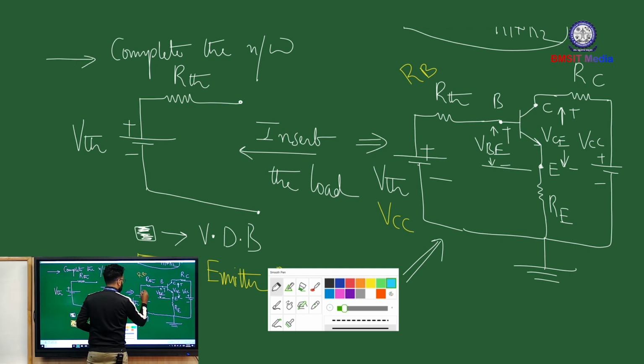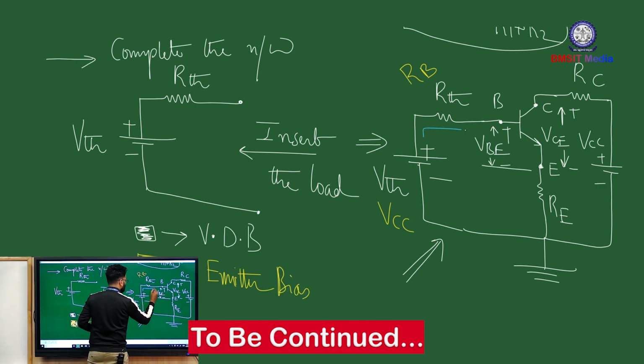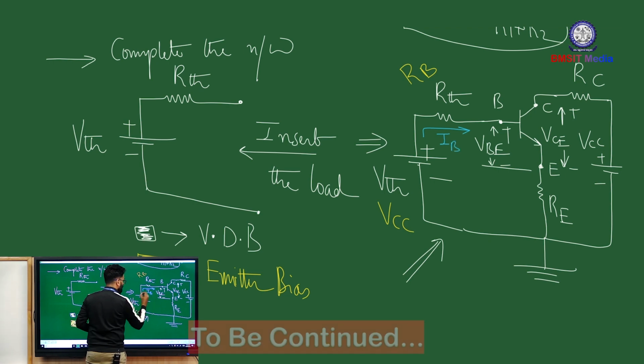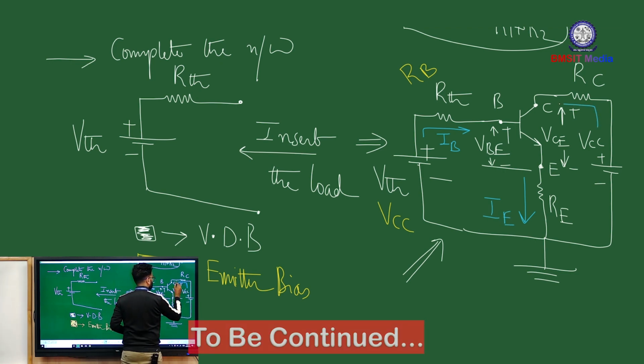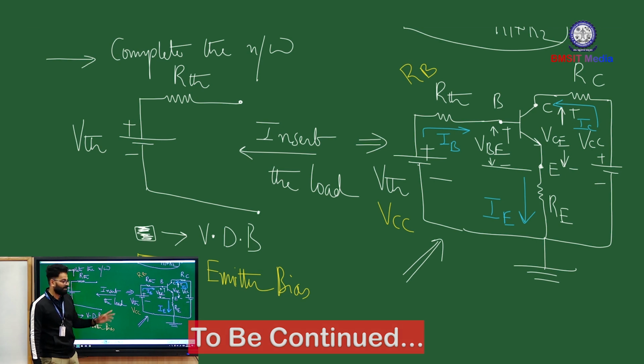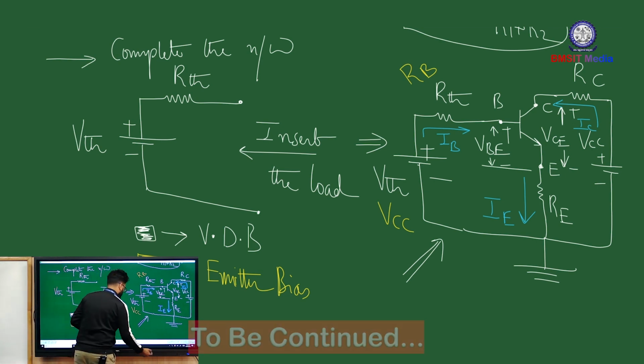Okay, all right. So we'll mention the transistor currents, IB, IE, IC. So all the blue ones are basically currents. Okay.